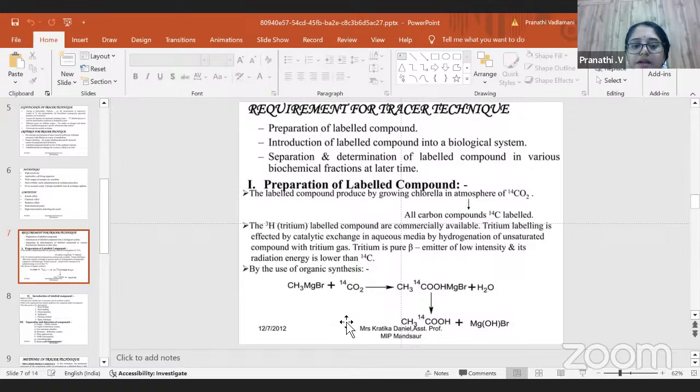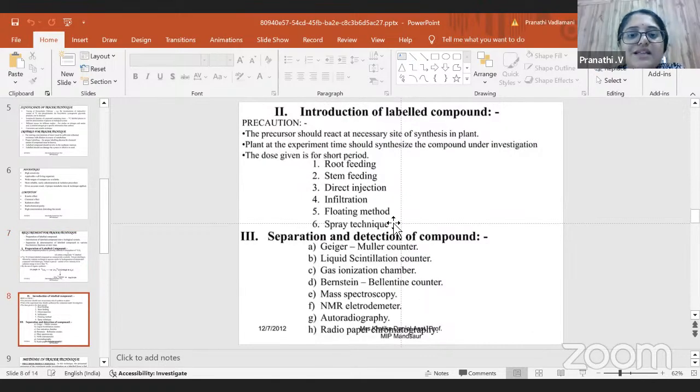Tritium is basically a beta emitter, so it is low intensity, with radiation energy lower than that of carbon. So what is going to happen? You have magnesium bromide attached to the C14 carbon, so you get this acetate with MgBr attached and your labeled carbon over here, and then with water you get acetic acid labeled with C14, and MgOHBr as the byproduct. So this labeled compound should be introduced into the system.